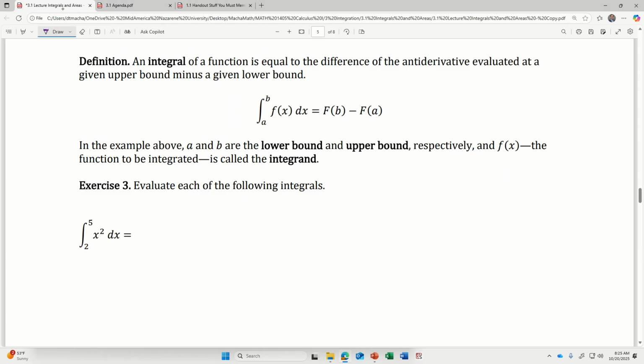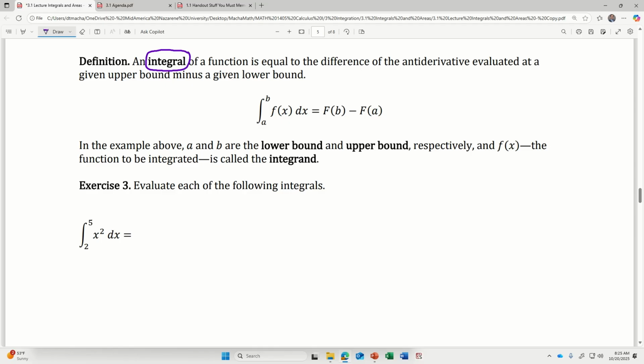New vocabulary word is the word integral. This is what an integral is. An integral is the difference between an antiderivative evaluated at some upper bound minus an antiderivative evaluated at some lower bound. So we call this lowercase a the lower bound because it appears at the bottom end of the little squiggle. The b is called the upper bound because it shows up at the upper end of the tall squiggle.